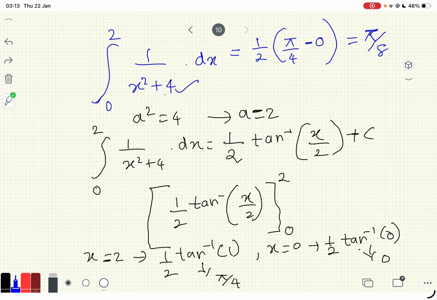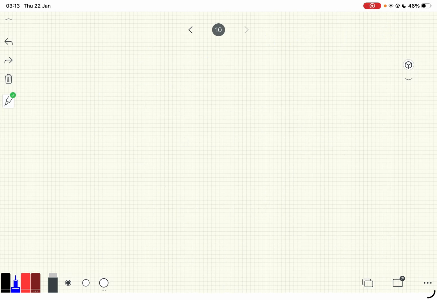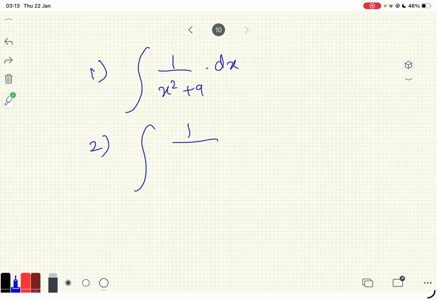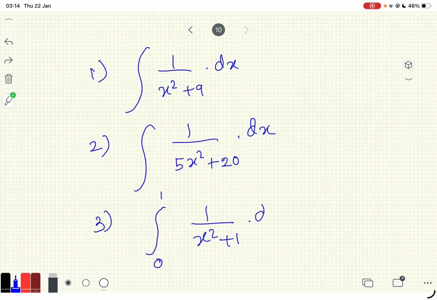So before the next video, let me give 3 more questions, and you can try those questions and write your answers in the comment section. The integral of 1 over x squared plus 9, and another one is 1 over 5x squared plus 20. You can try one more question, which is the definite integral between 0 to 1 of 1 over x squared plus 1. So try this question.